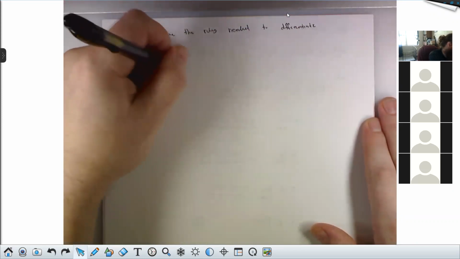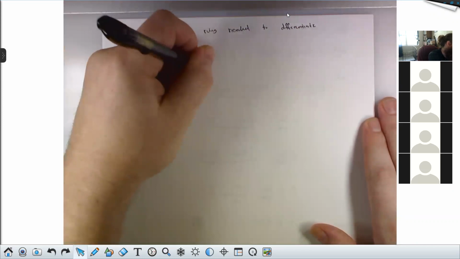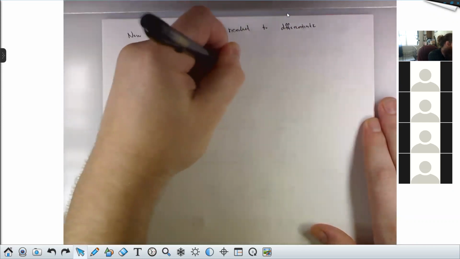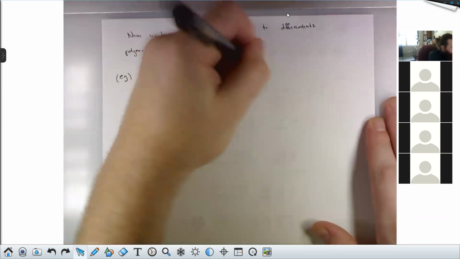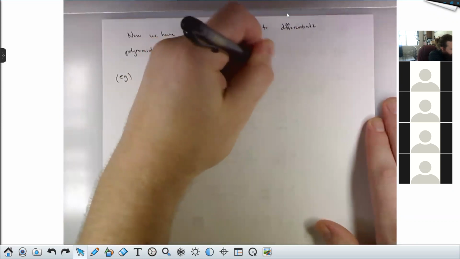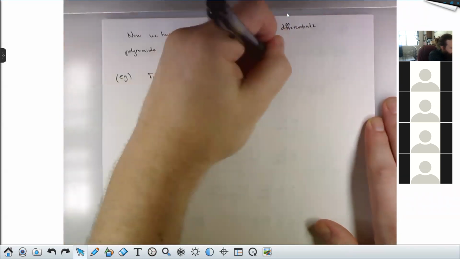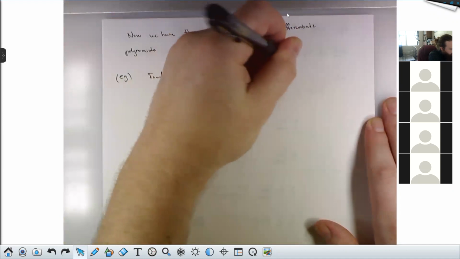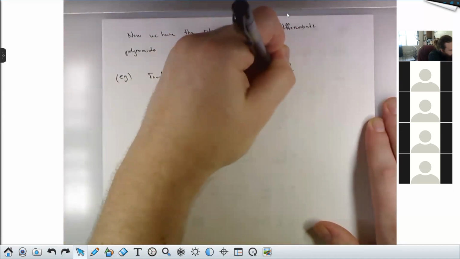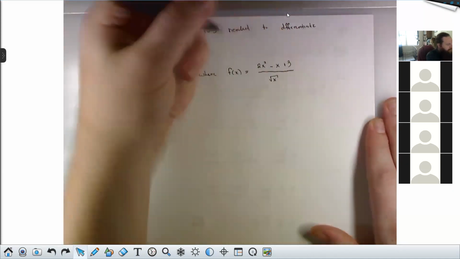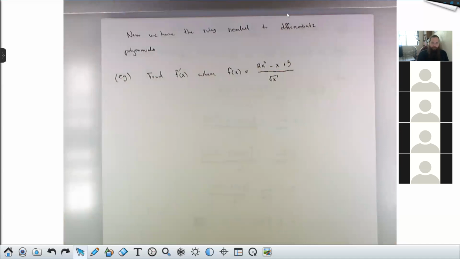I want to find f primed of x, where f of x is, let's do, 2x squared minus x plus 3 all over the square root of x. Believe it or not, we can do this now. The magic is to just very carefully use those rules. I'll tell you what we're not going to do.